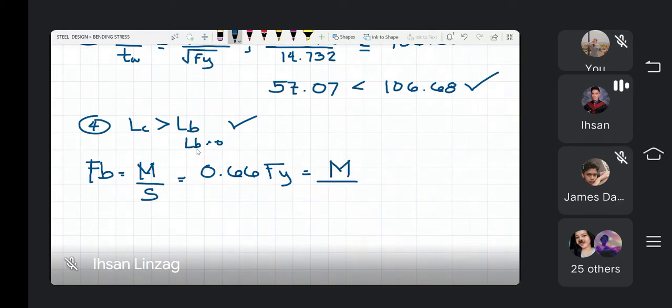So, ang ating section modulus is sa property ng section. 6653 times 10 raised to 3 mm, sir. So, what is our resisting moment now, ma'am?